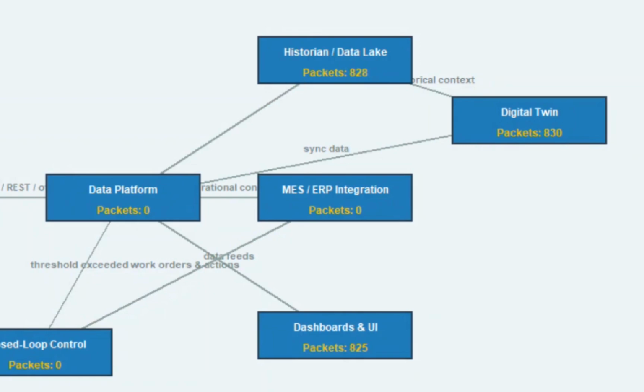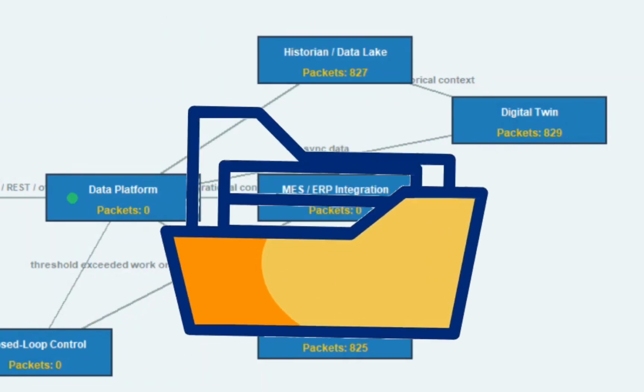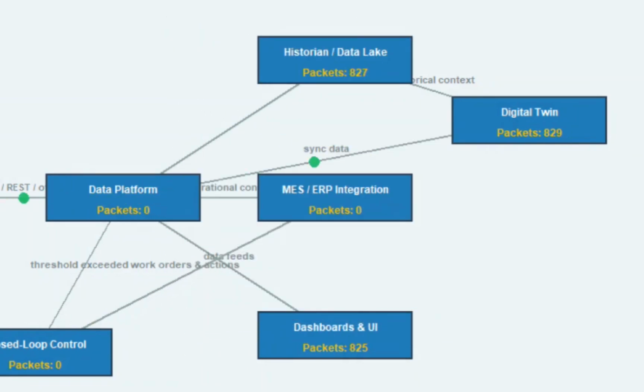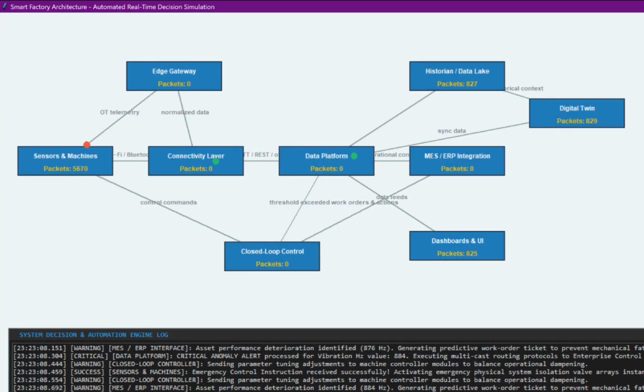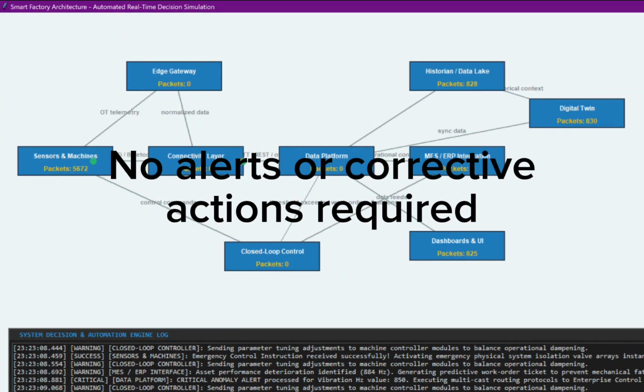The data is displayed on the dashboards and user interface, allowing operators and managers to monitor factory performance in real time. At the same time, the information is stored in the historian data lake for long-term analysis and record keeping. The digital twin also receives the data, keeping the virtual factory synchronized with actual factory operations. Since this packet represents normal operation, no alerts or corrective actions are required.